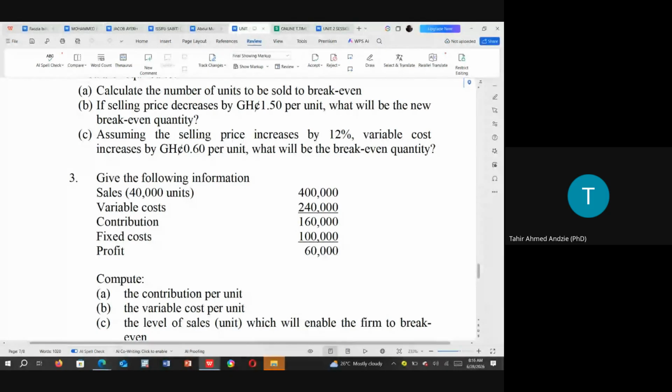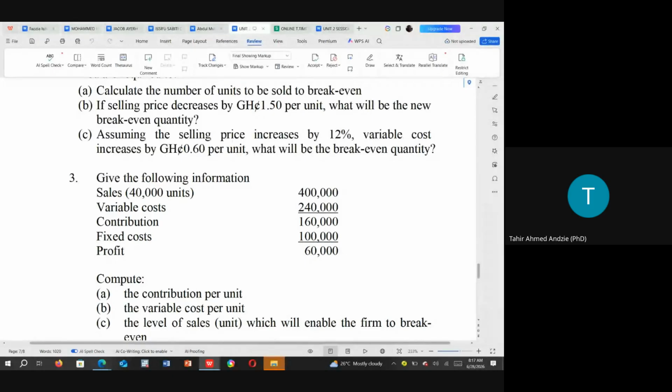Instead of calculating 12% of 15 and adding it to 15, you can multiply 15 by 1.12. It will give you the same thing. You understand? Yes, sir. Yeah, that's it.